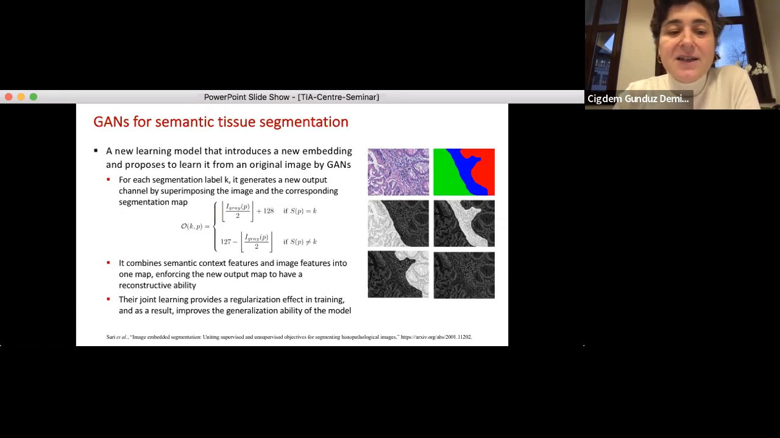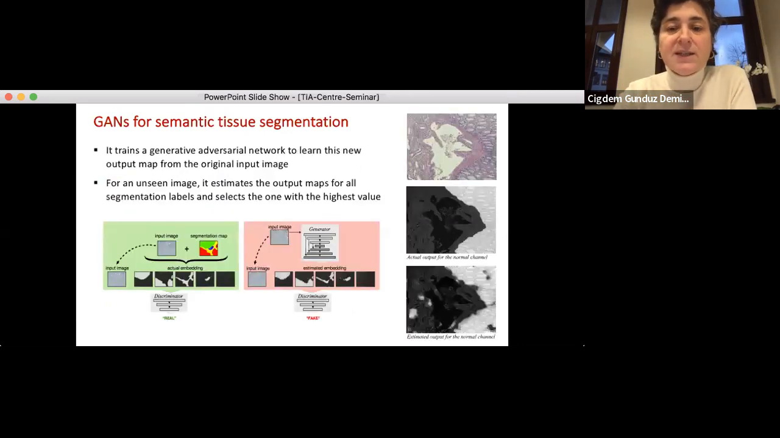And as a result, in that output map, it combines semantic context features and image features in a single output map, and it learns both of them at the same time because we have just a single output map. And that's why their joint learning provides a regularization effect in training, and as a result, it improves the segmentation result in tissue segmentation. So here's one example.